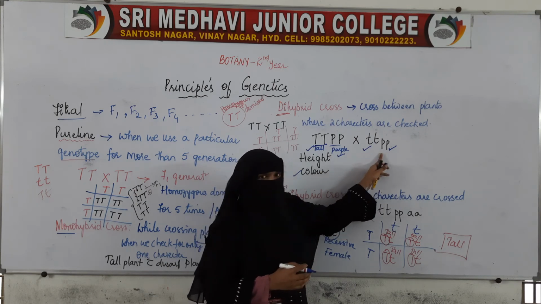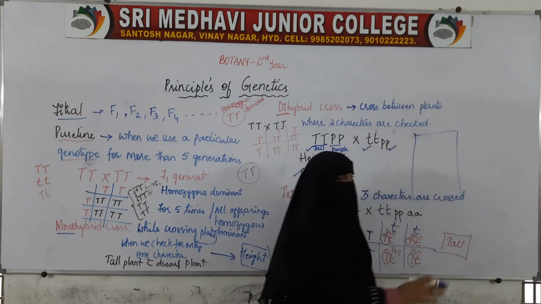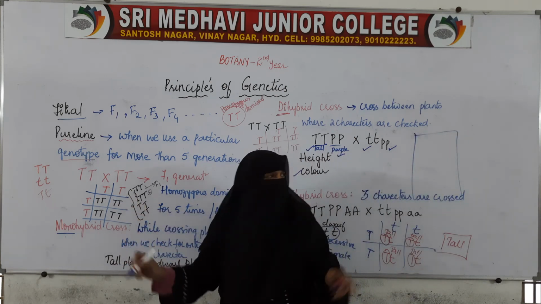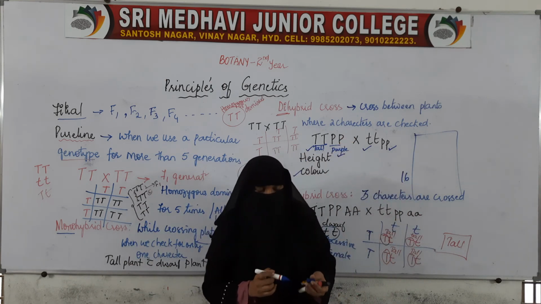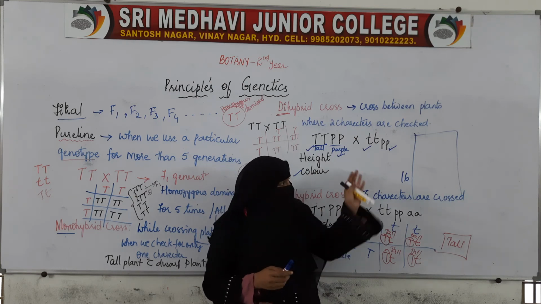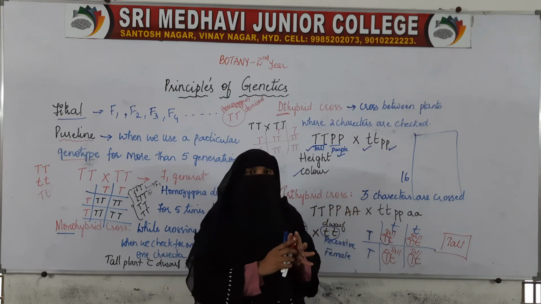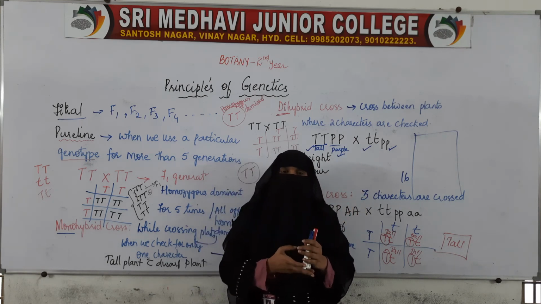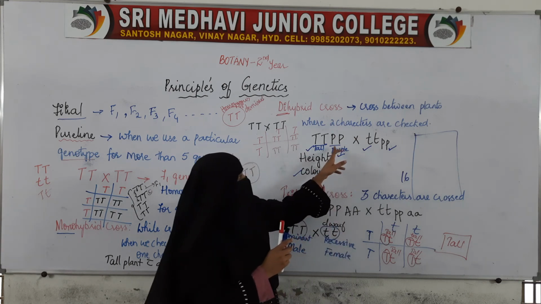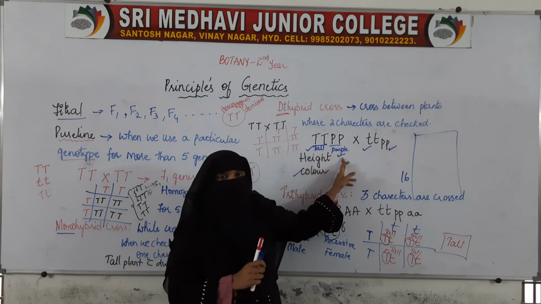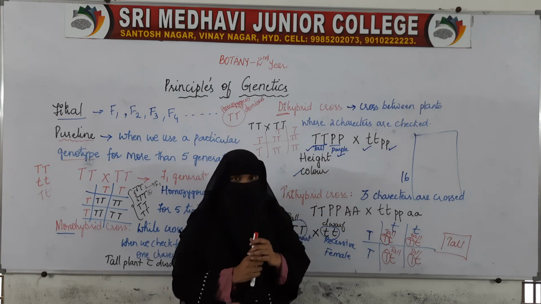If we check for two characters, again we will get a board. Here we get 4, here we get 4. In this dihybrid cross we will be getting 16. We will see in detail about monohybrid and dihybrid crosses, but right now what you have to understand is, in monohybrid cross we check only one character, and in dihybrid cross we cross the plants to check two characters in the coming generation.